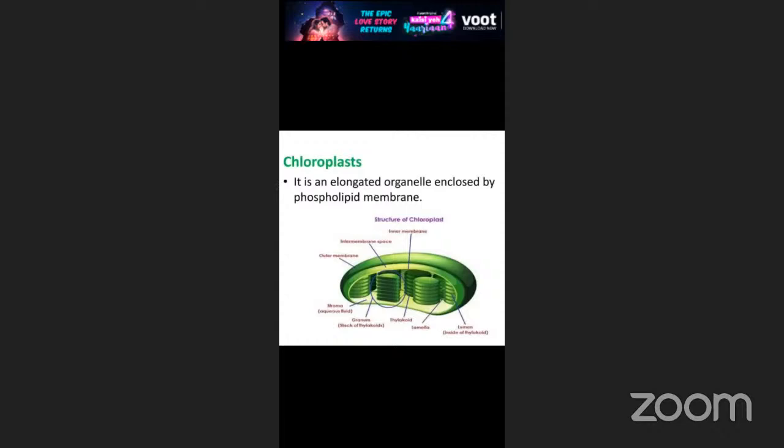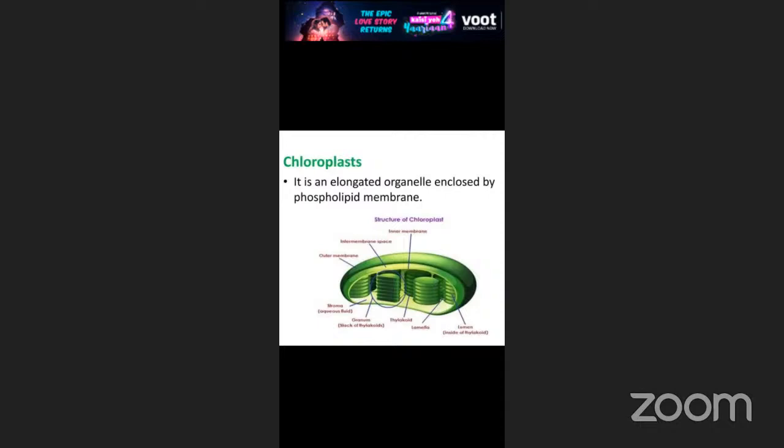The fluid mosaic model was proposed by Singer and Nicolson. According to this theory, the proteins are embedded within the bimolecular lipid layer in the form of a mosaic. This is just like a protein iceberg floating in a lipid sea. In this, the proteins are arranged in different types. Some are present on the surface of the membrane, referred to as extrinsic proteins, and some proteins are embedded in the lipid layer. They are referred to as intrinsic proteins.